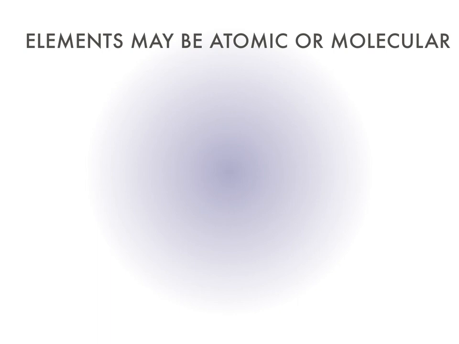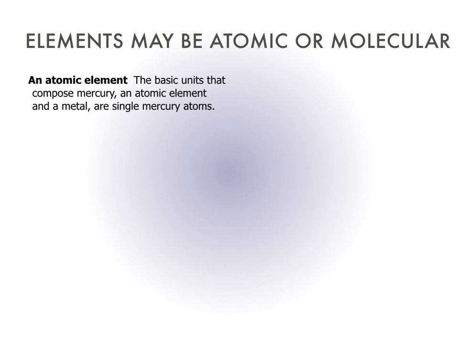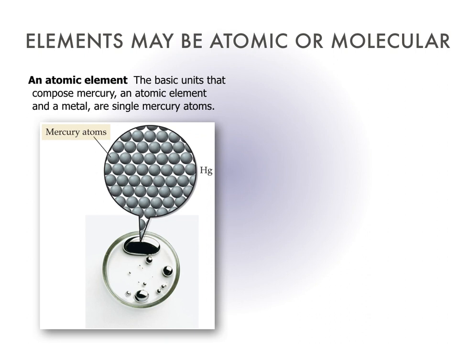Okay, so we're kind of going back to the whole compound and element situation from a few lectures ago. Elements may be atomic or molecular. An atomic element is the most basic unit, for mercury, for example, right? It's just liquid mercury. It's just a bunch of mercury atoms hanging out. They're not bound to each other necessarily. They're just all single mercury atoms. So this is an atomic element.